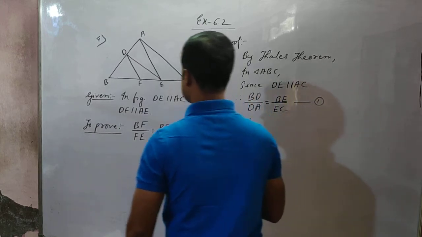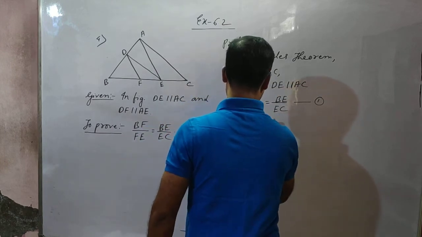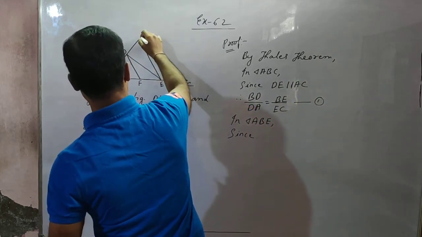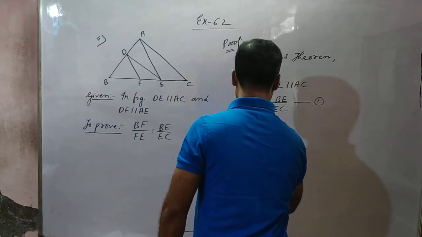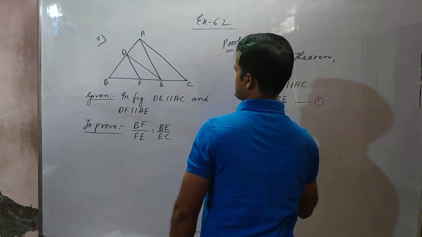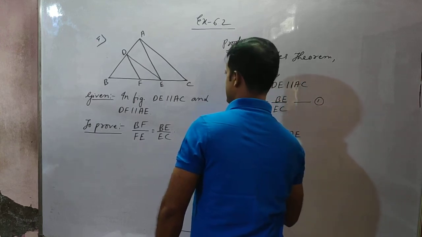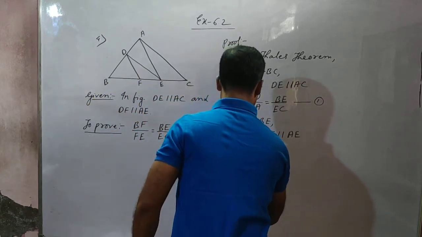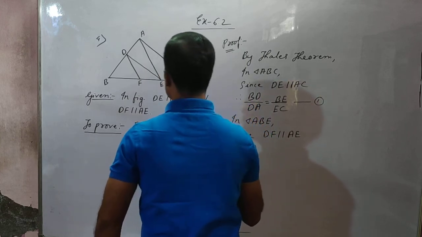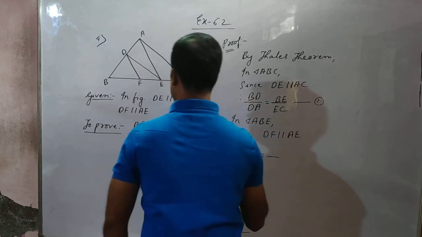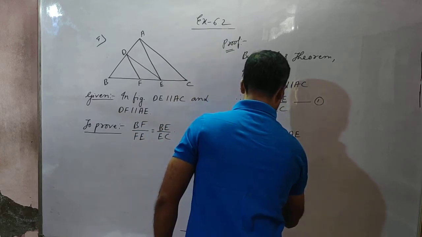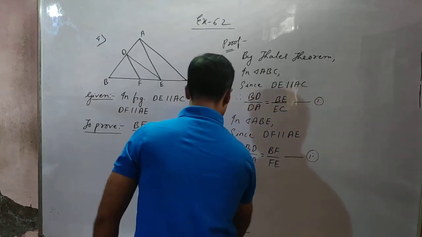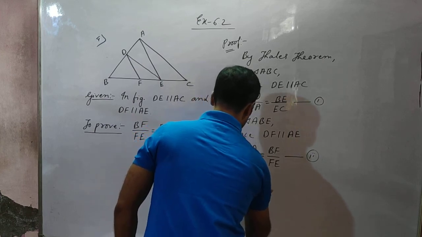In triangle ABE, I am talking about triangle ABE. Since DF is parallel to AE, therefore BD by DA is equal to BF by FE. Marking number 2.